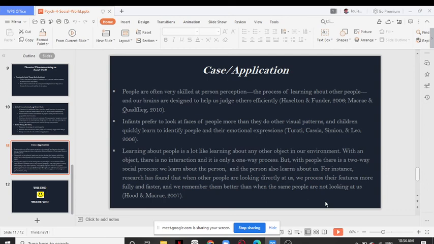So this is the initial impressions formation by Hood and McRae 2007. So this describes how people use behavior and traits to form an initial perception of others, and also explores research about forming impressions from thin slices of information. People are often very skilled at person perception, and our brains are designed to help us judge others efficiently.